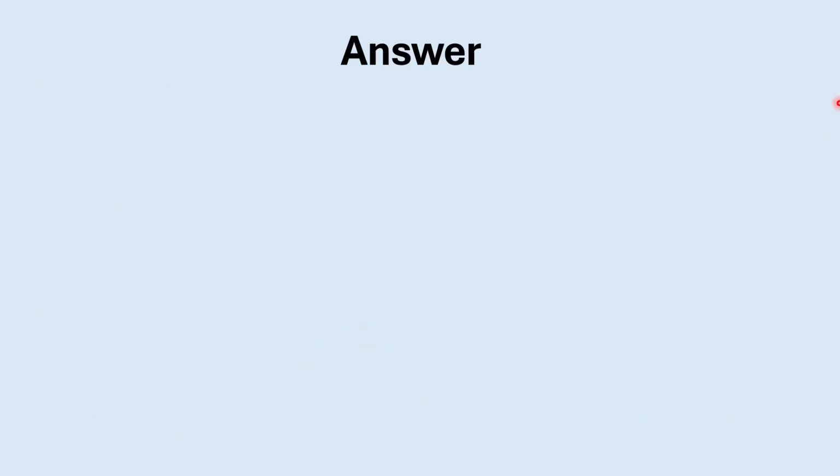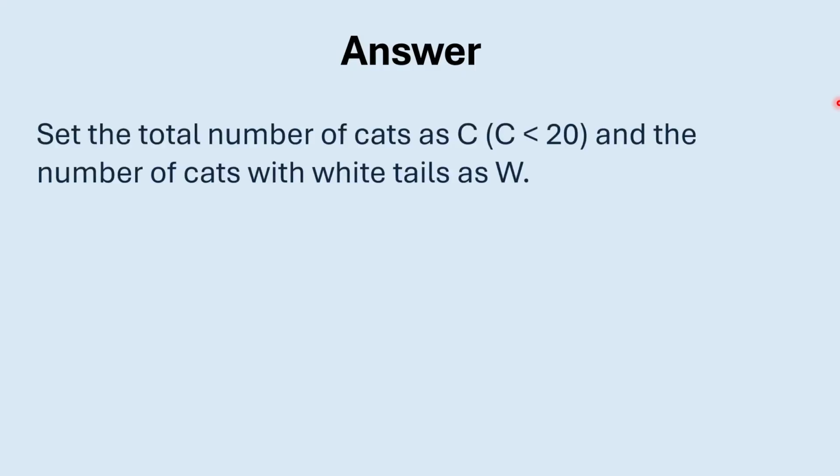Okay, let's have a look at the answer together. Hopefully, to solve this question, algebra is still our best friend. So we just set the total number of cats as capital C. Remember, C must be less than 20 here, and the number of cats with white tails as W. The only relationship we know is that if you randomly pick up two cats, the probability for both of them to have the white tail is 50%. So we have to do some calculations around this statement.